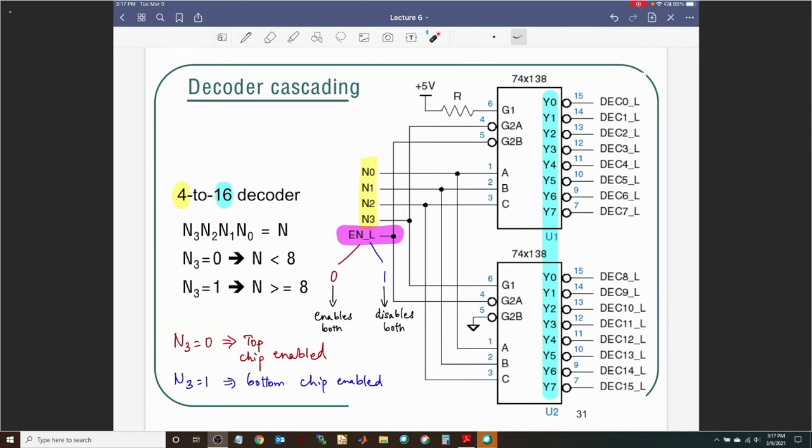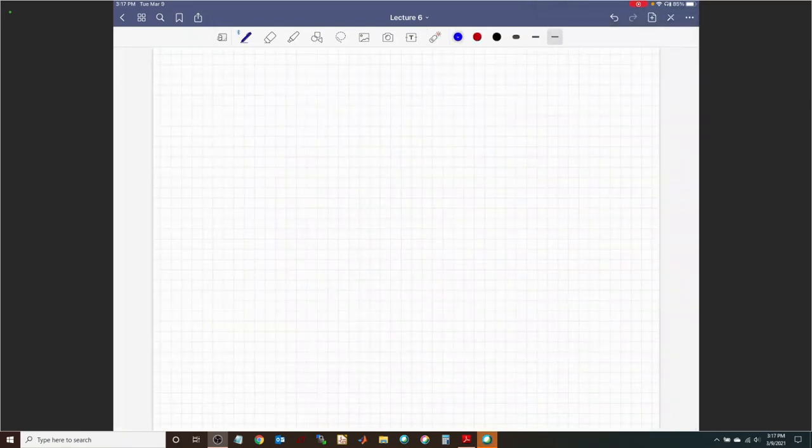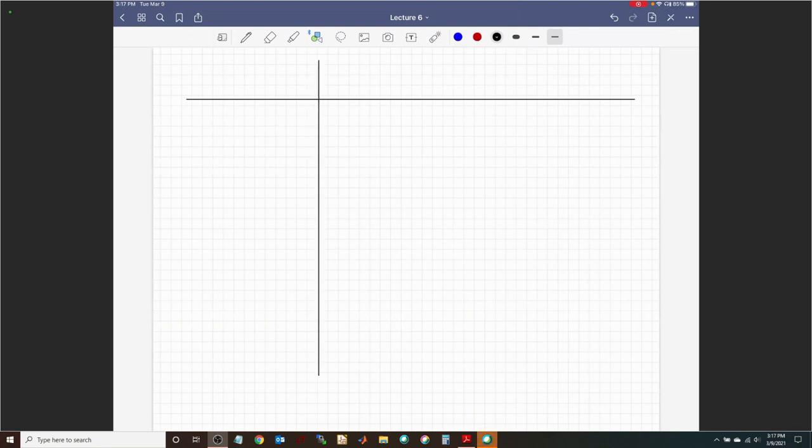Let us also try to do something different here to build some more understanding. What I'll do is I will add a page here and I will use a table. So I've got 4 inputs and I've got 16 outputs. I'm going to assume that things are enabled. Then I'm just going to talk about N3, N2, N1, N0, right? So those are my 4 inputs. My outputs are Y15 underscore L, Y14 underscore L, all the way down to Y2 underscore L, Y1 underscore L, Y0 underscore L, right? So there are 16 outputs. My inputs, how do they go on?